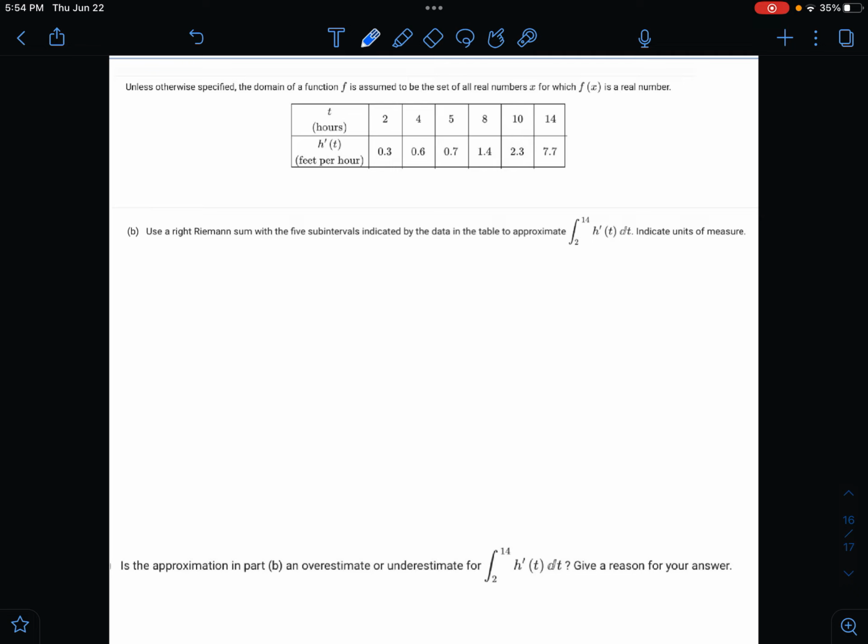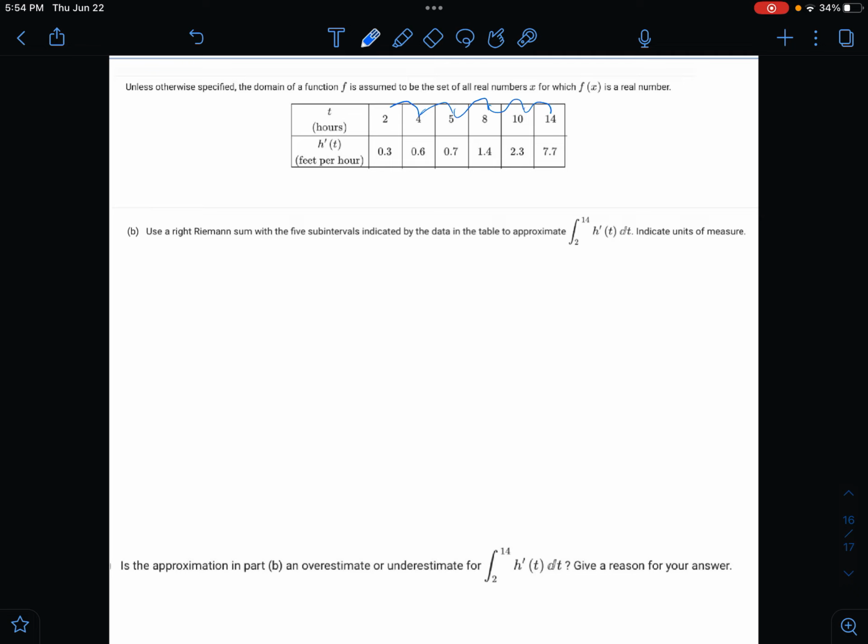In order for us to do a right Riemann sum, it also tells us it's 5 subintervals, right? So we go from 2 to 4, 4 to 5, 5 to 8, 8 to 10, 10 to 14. That gives us 5, right? 2 to 4 is 1, 4 to 5 is 2, 5 to 8 is 3, 8 to 10 is 4, and 10 to 14 is the 5th subinterval. So let's write it out.